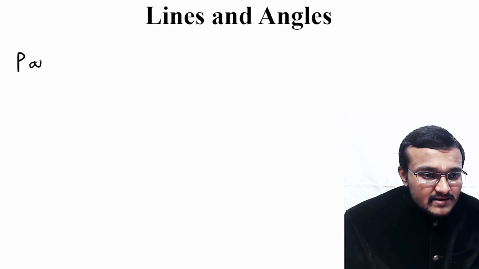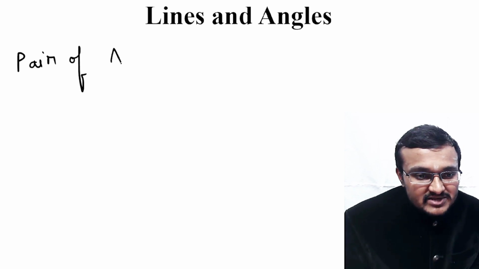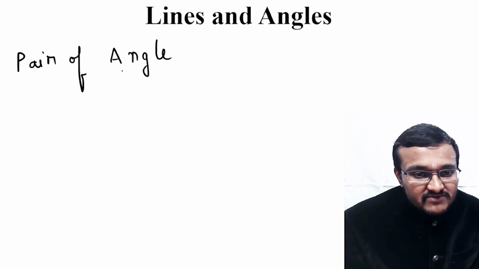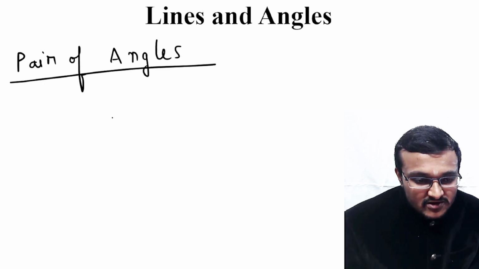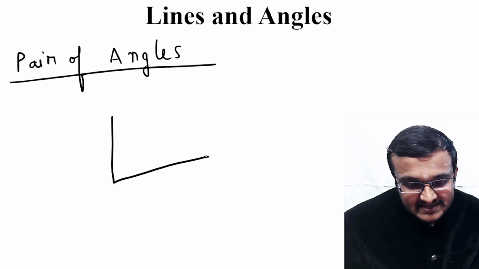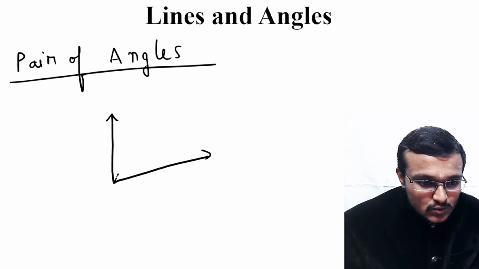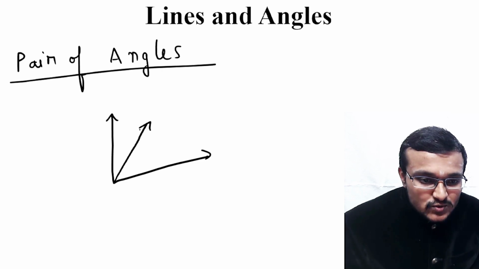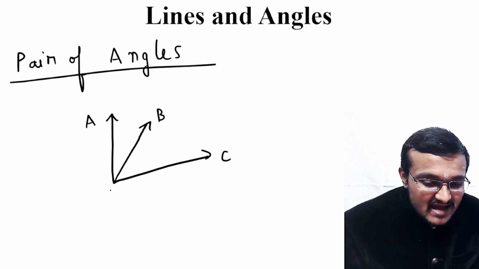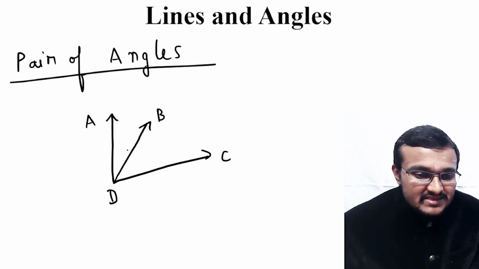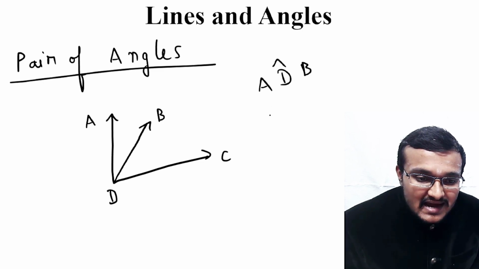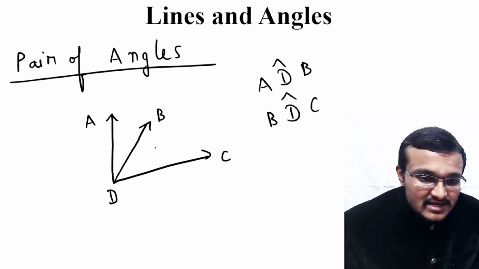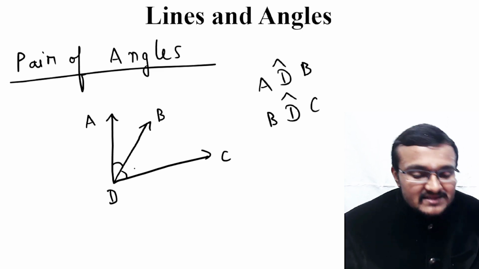Now we will discuss pairs of angles. That means here two angles will have a common vertex. How will two angles have a common vertex? For example, if I take three rays like this, 1, 2 and 3. So here if I name these A, B, C and the common point as D, then you can clearly see two angles are there. One is ADB and the other is BDC. So this is one angle and this is another angle.